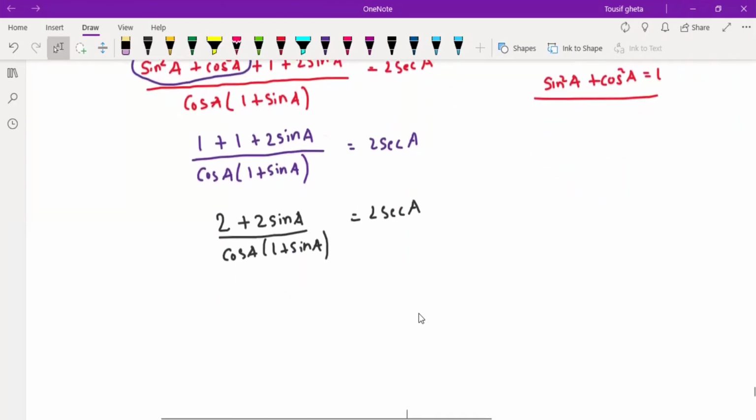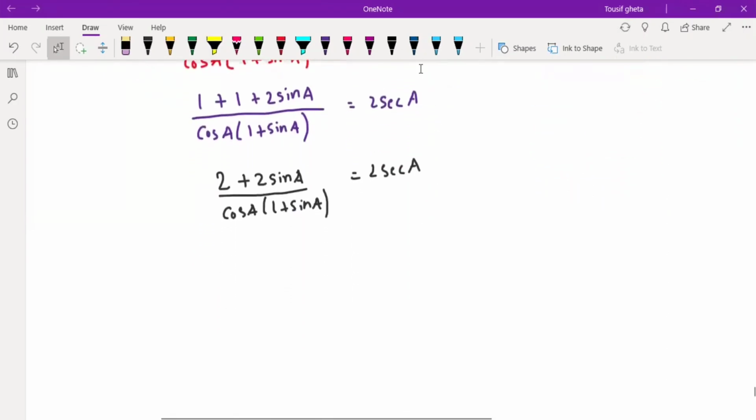In the numerator, there is something common between the two terms. Are you able to identify which term is common? That is 2 is common. So we'll take 2 as common. As you can see, the first term itself is 2. The second term also has a 2. So both have 2 as a common factor. So I took 2 as a common.